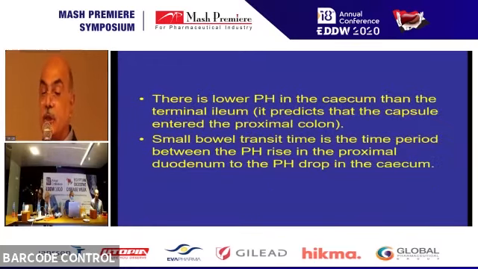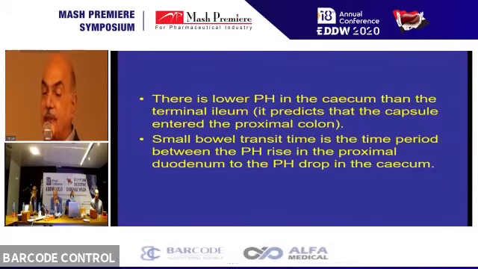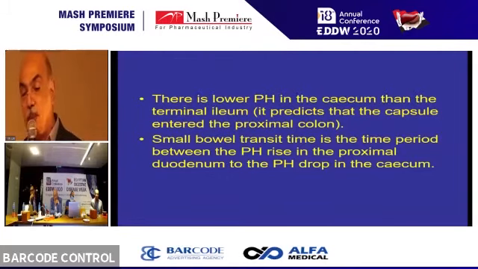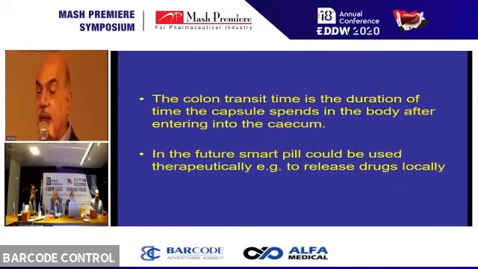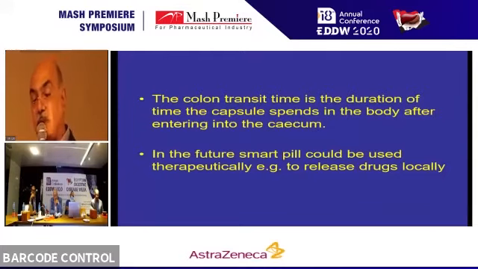There is lower pH in the cecum than the terminal ileum because here we lack the alkaline intestinal juice. So this predicts that the capsule entered the proximal colon. The small bowel transit then is the time period between the pH rise in the proximal duodenum to the pH drop in the cecum, while the colon transit time is the duration of time the capsule spends in the body after entering the cecum till expulsion from the body.